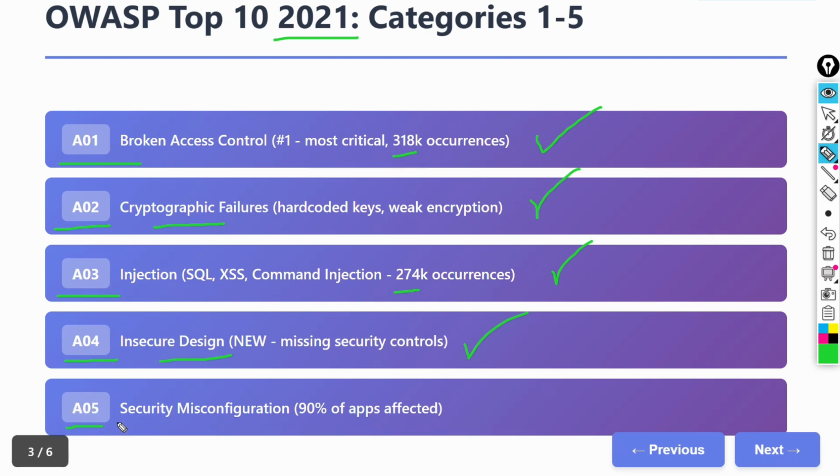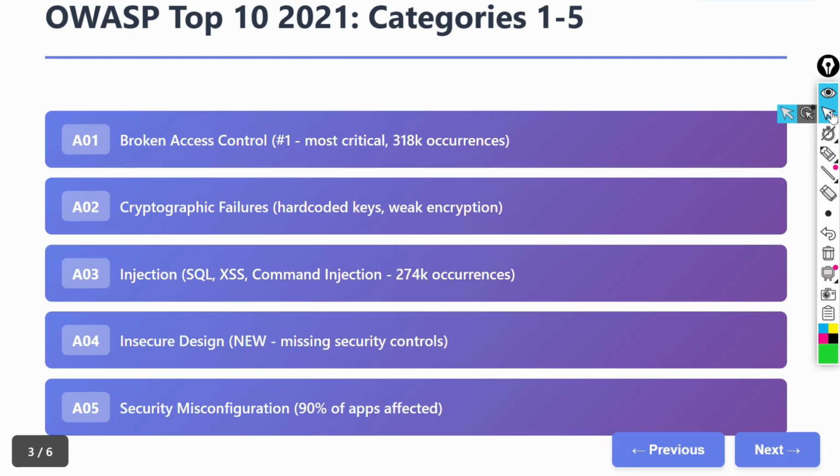And coming to the fifth one, which is A05, security misconfiguration. This affects 90% of the applications worldwide. Why? Because systems are left in an unsafe default state, with debug mode turned on, or some default credentials still active. It's the equivalent of buying a safe but leaving it wide open because you never set a password. So that's where security misconfiguration comes into the picture.